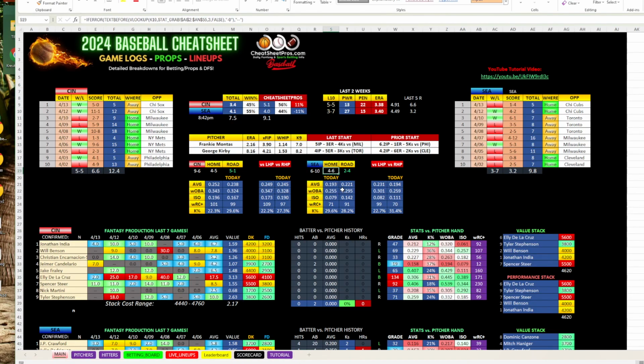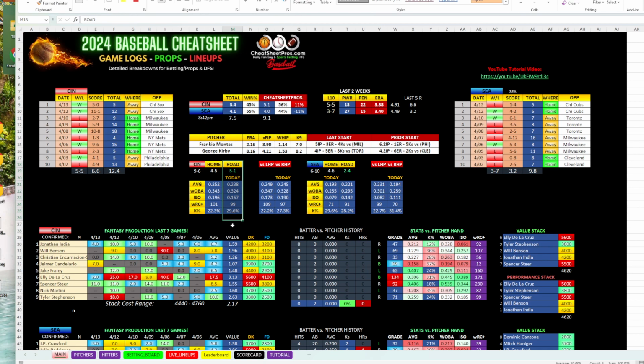Here you can see at home they're 4-6. Cincinnati's 9-6 on the year. On the road, where they are at today, they are 5-1. If you don't want to look at these basic stats of wOBA, ISO, team batting average, just look at wRC+. A basic one is 100 is perfect league average. If you're above 100, you're above average. If you're below 100, you're less than league average.